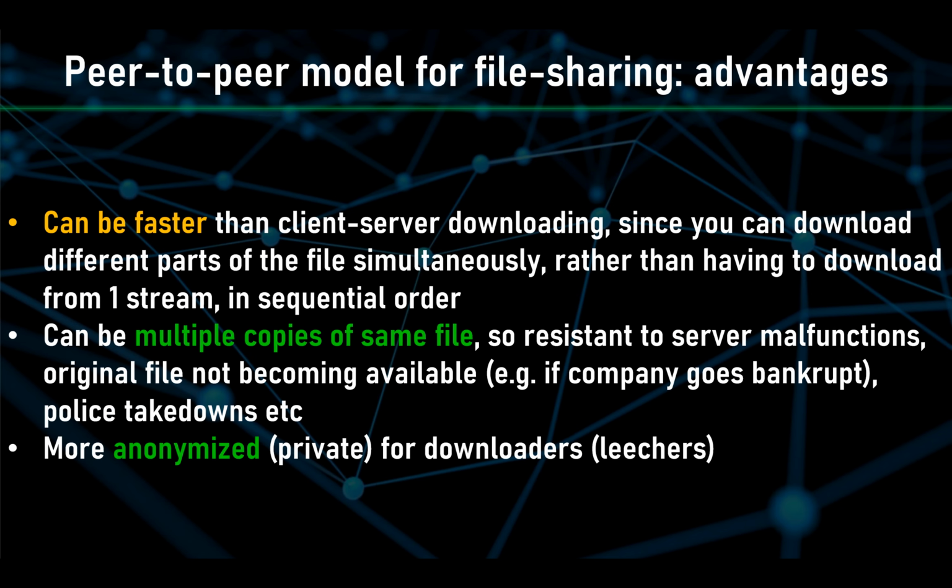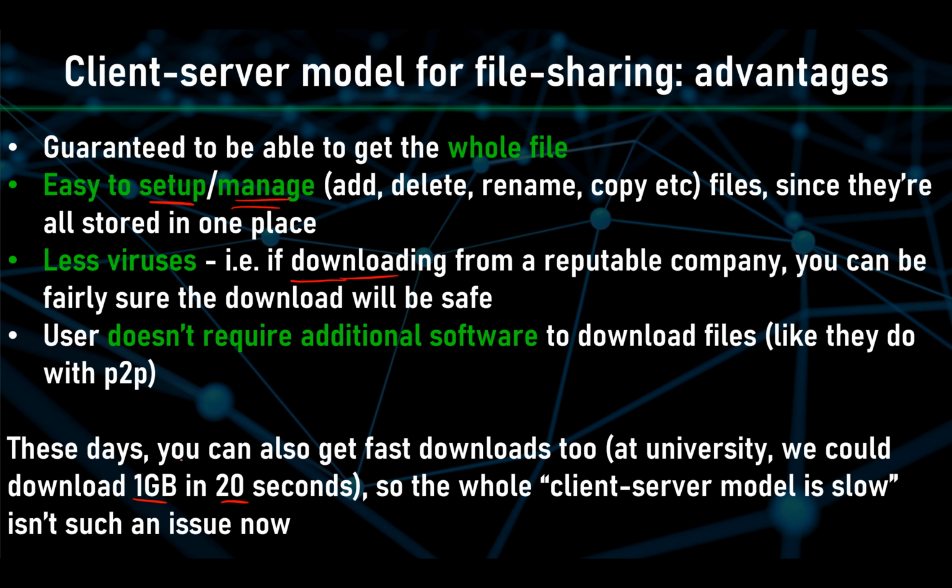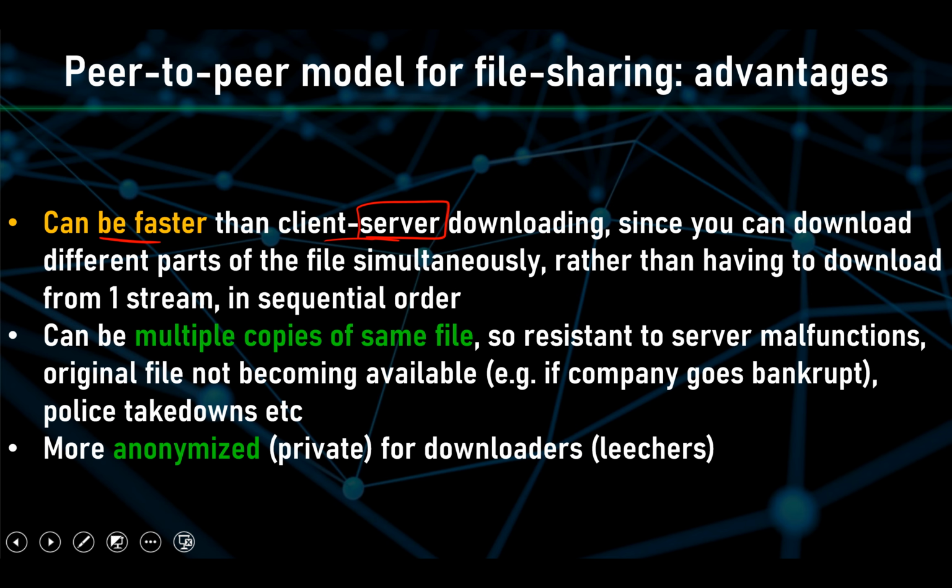Then if we look at peer-to-peer, the advantages. Here I said "can be faster" in orange because this is a maybe. It just depends. If we have a fast server and a fast network, as in this example at university, then realistically you're probably going to struggle to find a peer-to-peer that's faster. However, if you do have individual peers that are fast, individual seeders that are fast, then in theory you can download faster.